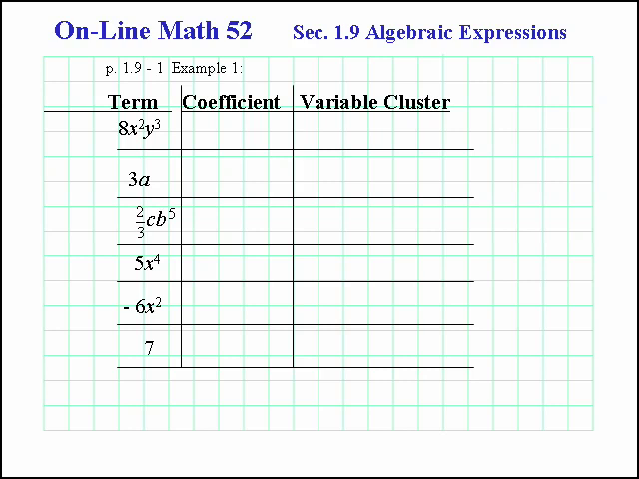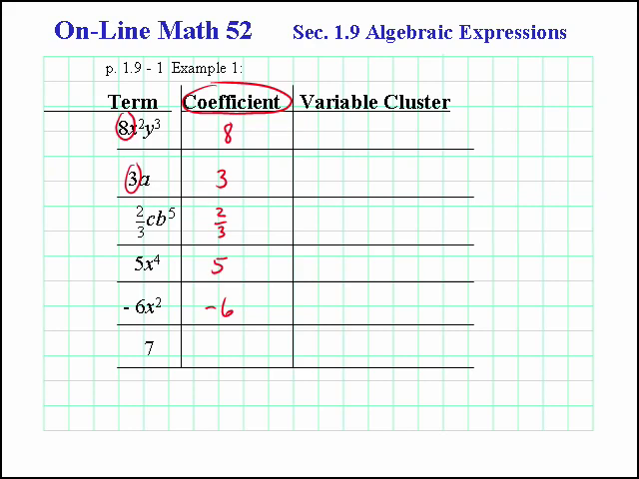The coefficient, which is what we're supposed to put right here, is the number that's multiplied times that variable cluster. In this case, it would be the 8. In the second one, it's the 3, or here it's 2/3. Called a coefficient. Say it with me. Coefficient. Well, you can practice that on your own time.